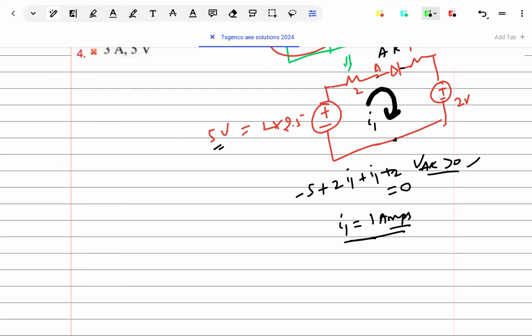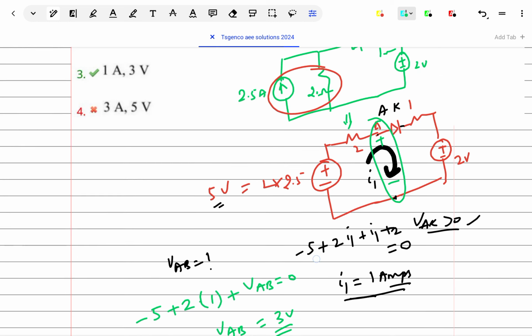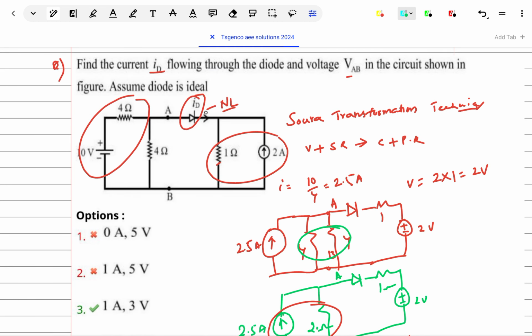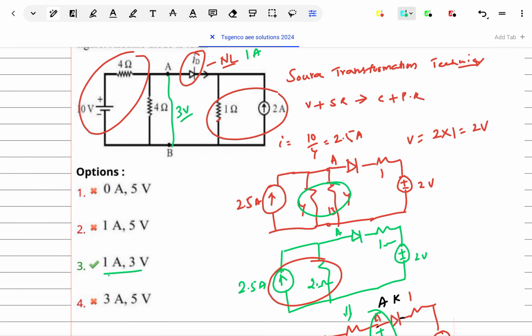Next, in this question they asked what is VAB. So you need to calculate VAB, for which I'll take the same equation here. I am assuming that VAB is here, plus and minus here. So minus 5 volts plus 2 into the I1 value, since it is series current it's 1, plus VAB is equal to 0. So VAB is equal to how much? It is nothing but 3 volts here. That means in the given network, the current flowing through the diode is 1 ampere, and the voltage across these terminals will be equal to 3 volts. So the final answer will be 1 amp and 3 volts here.